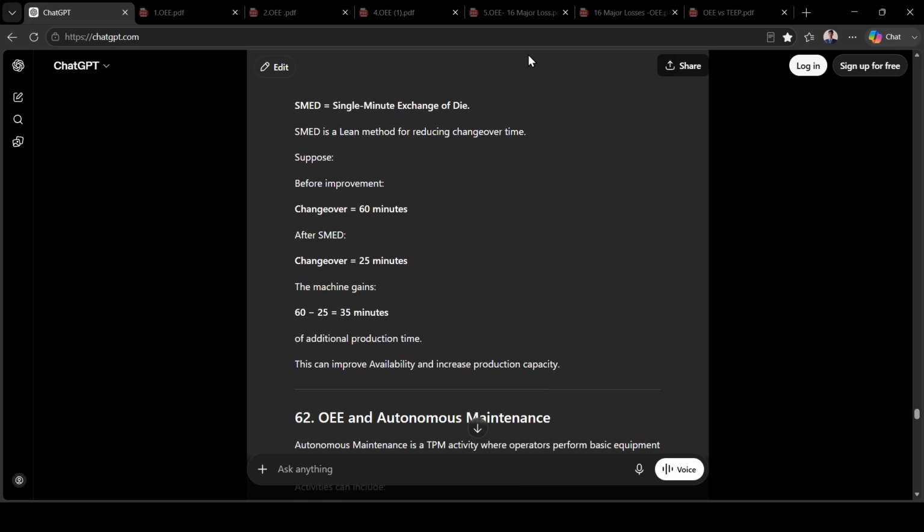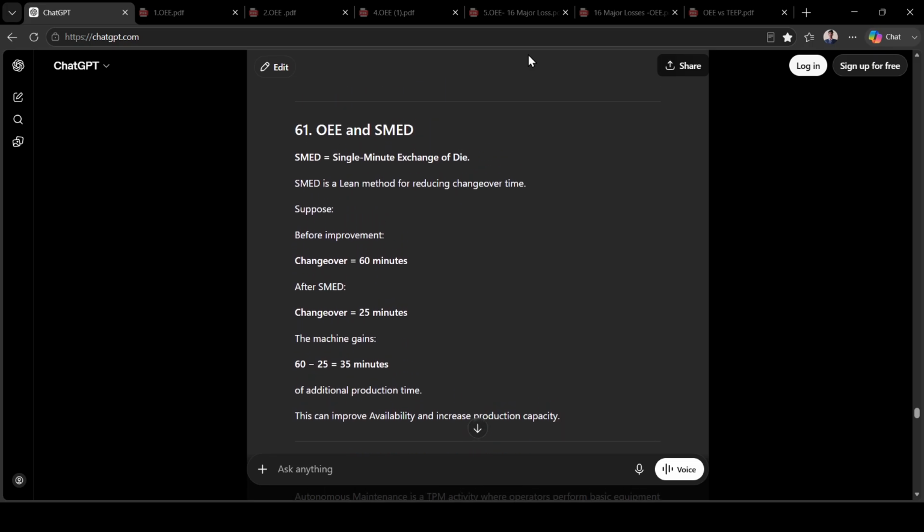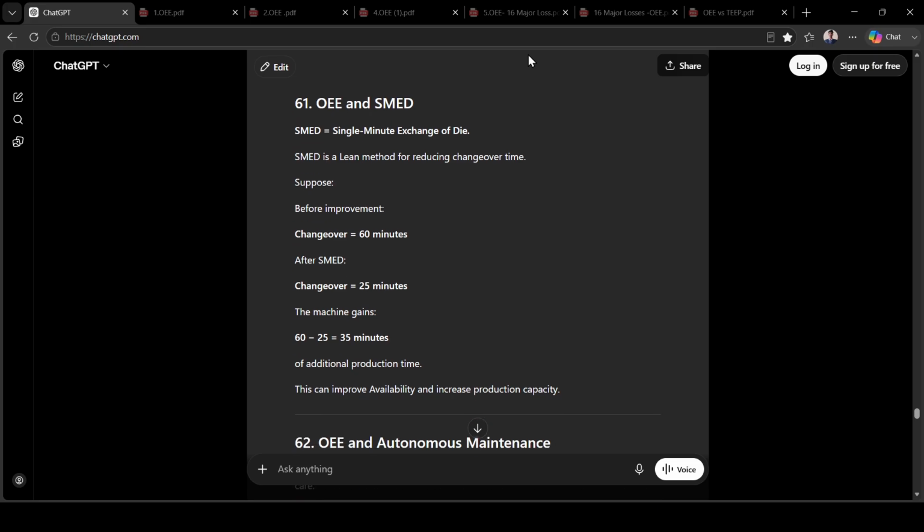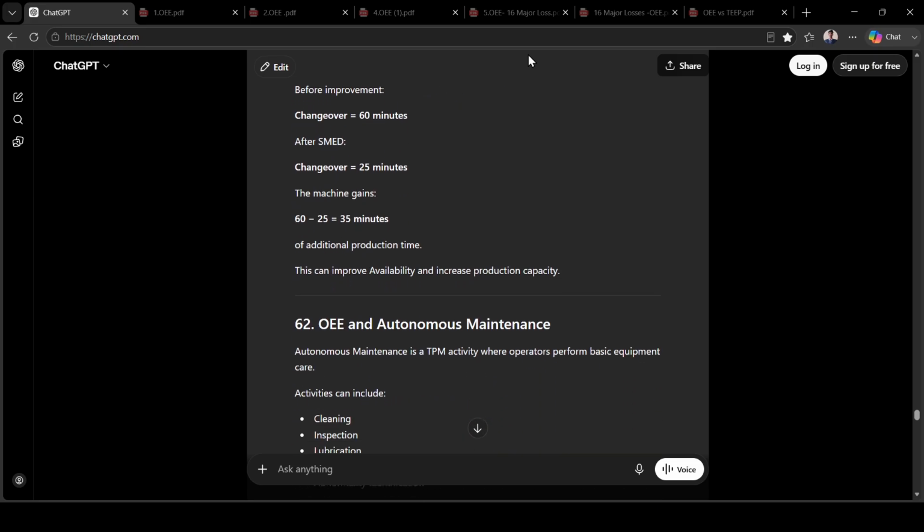OE and SMED, single minute exchange of die. SMED is a lean method for reducing changeover time. Suppose before improvement, changeover is 60 minutes. After SMED, changeover is 25 minutes. Then the machine gains 60 minus 25, 35 minutes of additional production time. This can improve availability and increase production capacity.